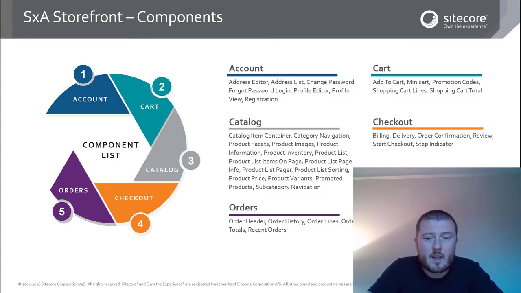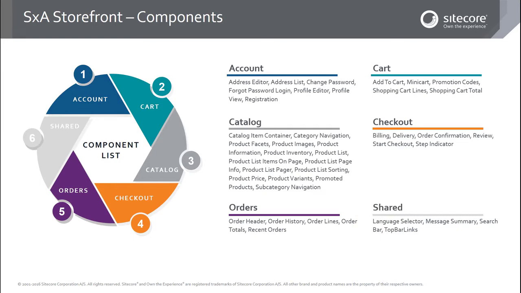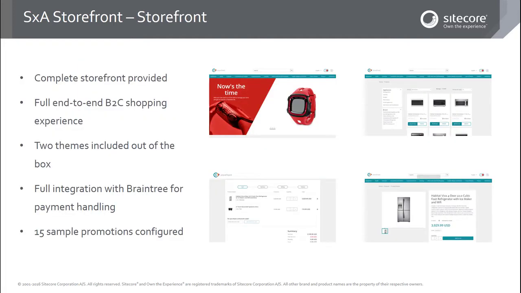We have order components to allow you to give users details of any orders that they've placed on the site. And we have some shared components as well, things like language selection and message summary to allow you to give contextual messaging to the user as they interact with your storefront. The storefront itself is built using those 40 controls that I mentioned previously, and is a full end-to-end B2C shopping experience. It comes with 2 themes out of the box and a full Braintree integration for handling payments. There are also 15 sample promotions configured, which you can use right off the bat.